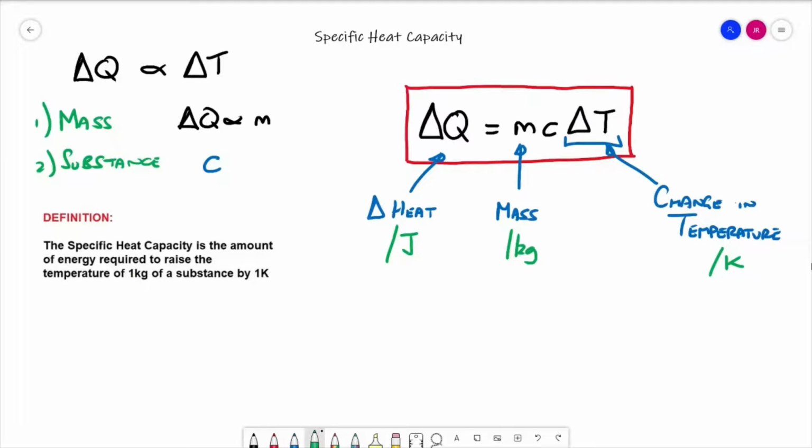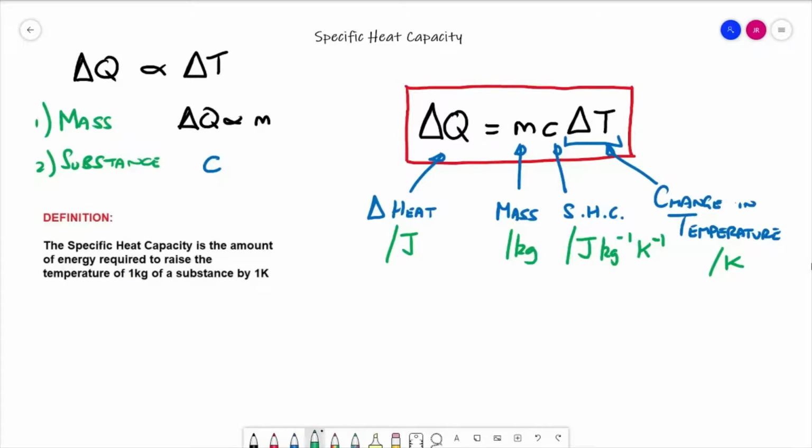So if we have a look at the specific heat capacity then, so that's the c here. Well, in order to make the units work, obviously overall we've got to end up with joules, so we've got to have joules in there somewhere, and then looking at the right hand side we've got to cancel out the kilogram and the Kelvin, so we have kg to the minus 1 and K to the minus 1, and that would be said as joules per kilogram per Kelvin.